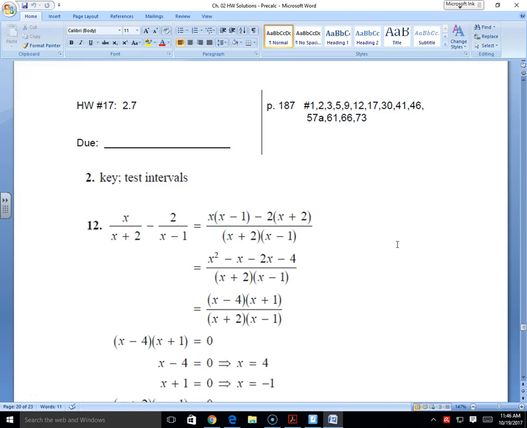Key numbers, test intervals. Basically, these are the two things you have to be worried about the entire section.